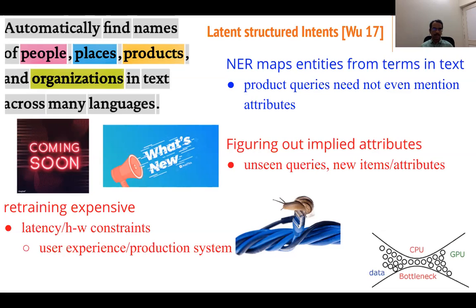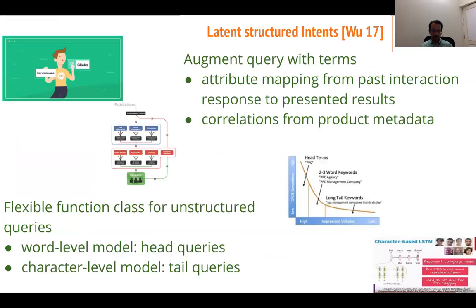But the retraining itself is expensive. There are latency and hardware constraints, and we need to take into account user experience in a production system. So a well-defined system needs to handle a rapidly growing product space. Generalization to upcoming products itself is a challenge. So we need to augment the query with terms, basically in terms of a solution overview.